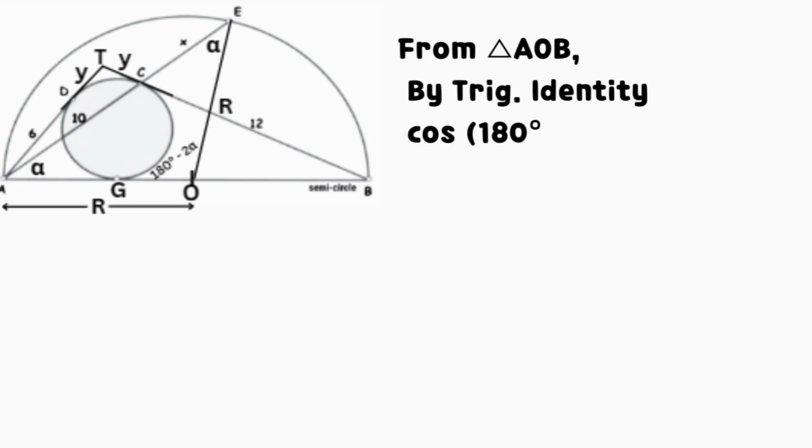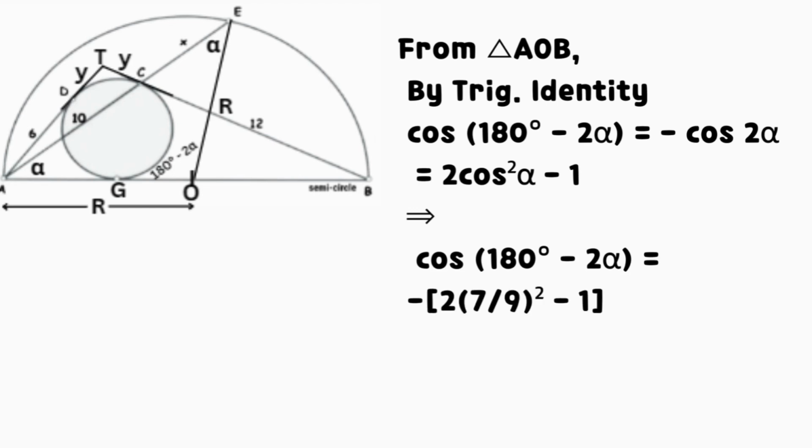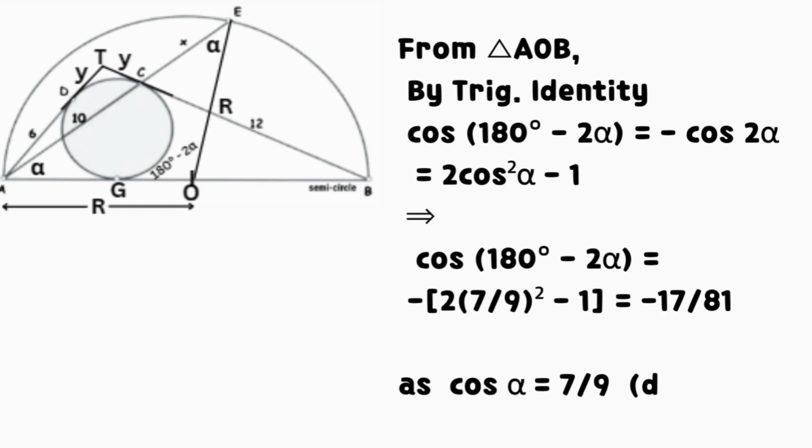Now from triangle AOB, by trigonometric identity, cosine of 180 degrees minus 2 times alpha equals 2 times the square of cosine alpha minus 1. Substituting the value of cosine alpha found earlier, we have that cosine of 180 degrees minus 2 times alpha equals negative 17 divided by 81.